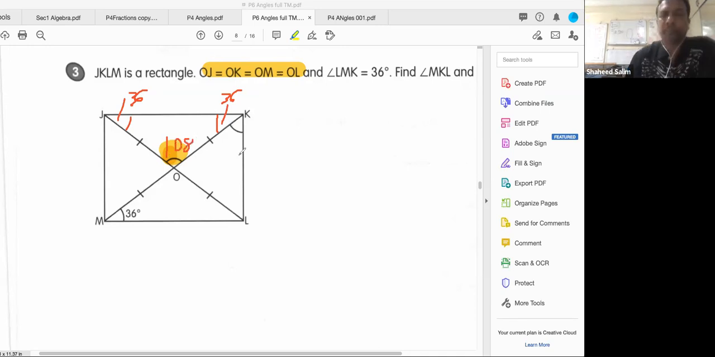I repeat, you can see the Z. This is 36, this is 36. And then this is an isosceles triangle, so this is equal to this, 36, 36. Angles in a triangle add up to 180. 180 minus 36 minus 36 gives you 108. All okay? Putri, okay?